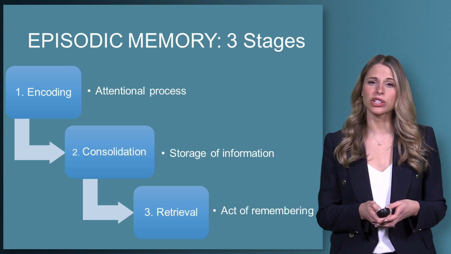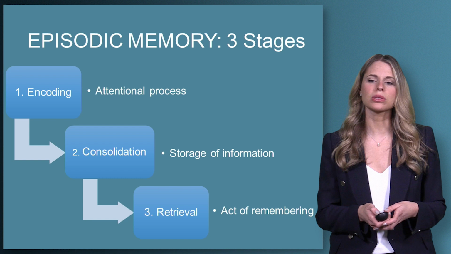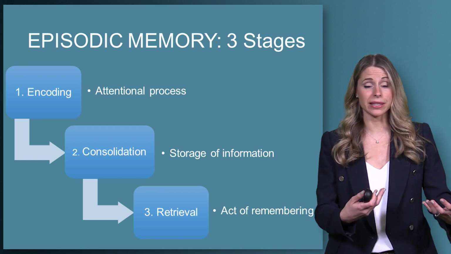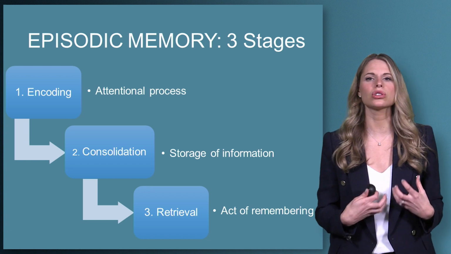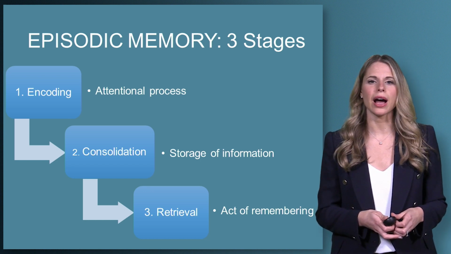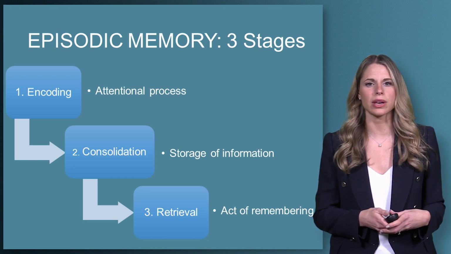There are three main stages to episodic memory. There's first encoding, which is more of an attentional process. So you have to pay attention to something in order to encode it. Then there's consolidation, which is really storage of that information for later recall. Consolidation is the portion that's really heavily dependent on the hippocampus.